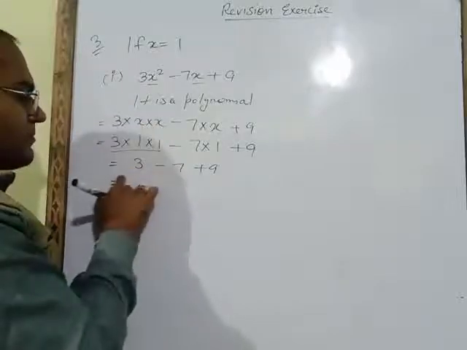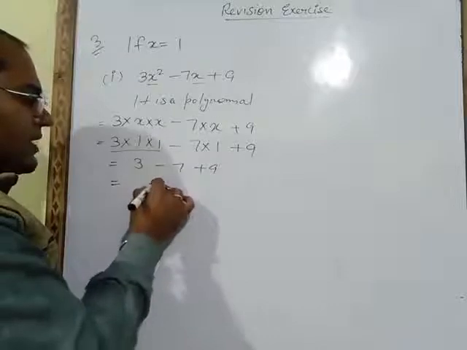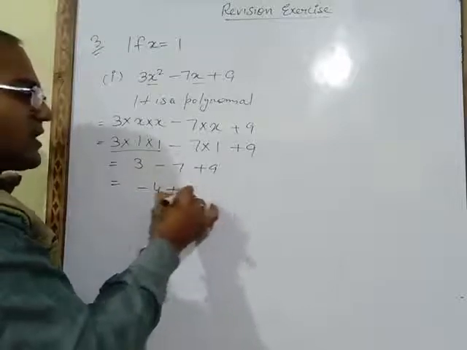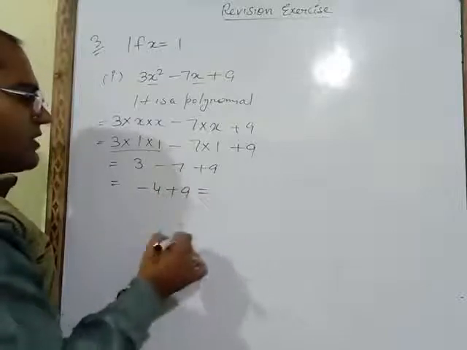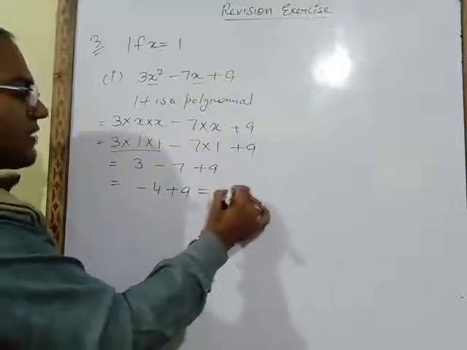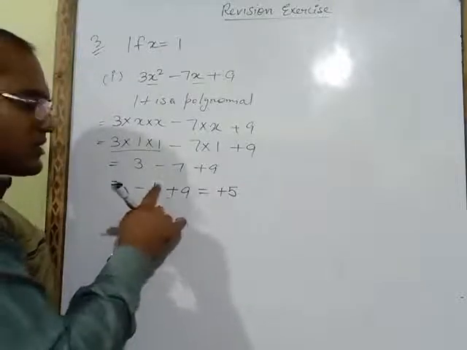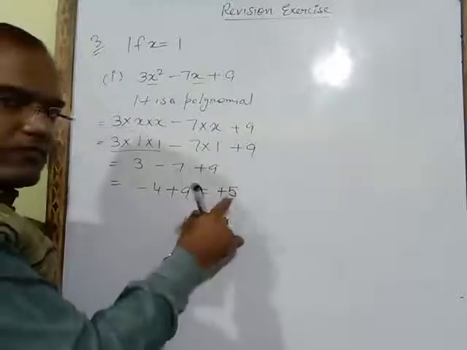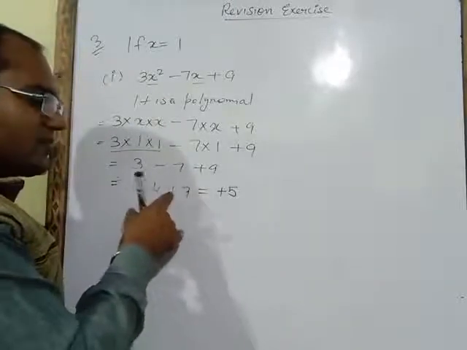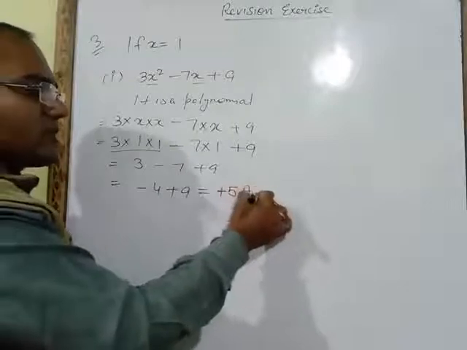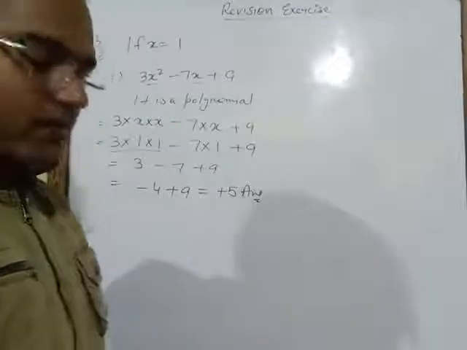Now in the next step, 3 minus 7 we will do. 3 minus 7 answer will be minus 4, plus 9 we will write as it is. Now minus 4 plus 9 answer will be plus 5. Why plus 5? Because the signs are minus and plus. So 9 minus 4 answer will be 5. Which one is greater among them? 9 is greater. So 9 is having plus sign. That's why we will put the plus 5 sign here. Now like this you have to do part number first.